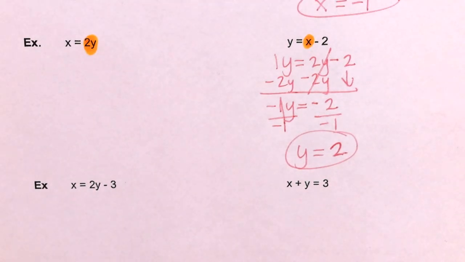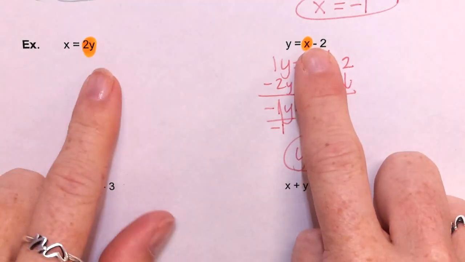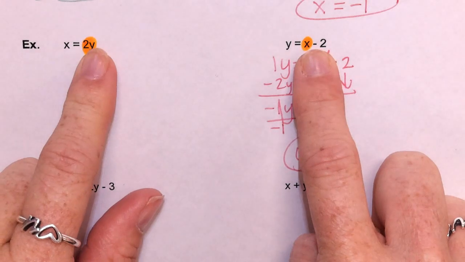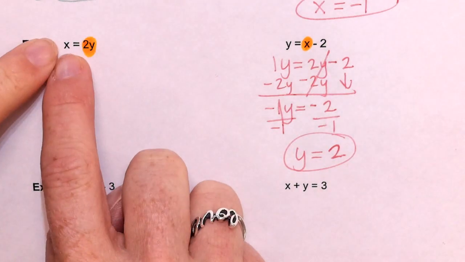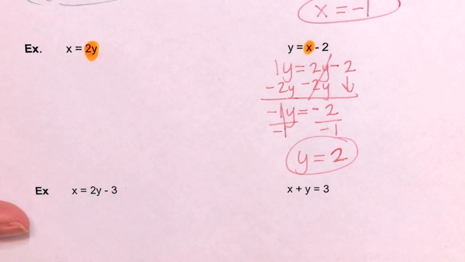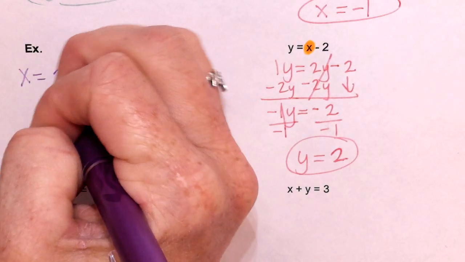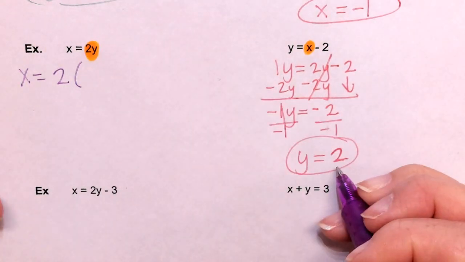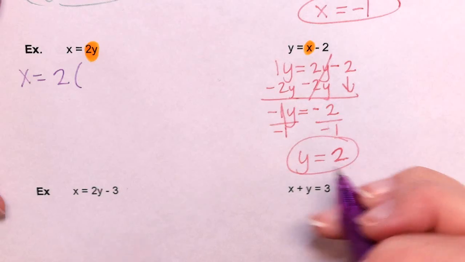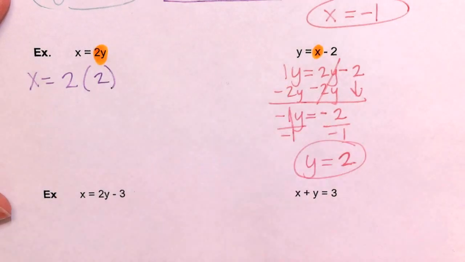I have solved for part of the solution. I now need to solve for what? X. And you can plug this in to either equation. It doesn't matter. I'm going to plug for this one because it says x equals. So x equals 2 times the value of y. What is y? 2. What is 2 times 2?